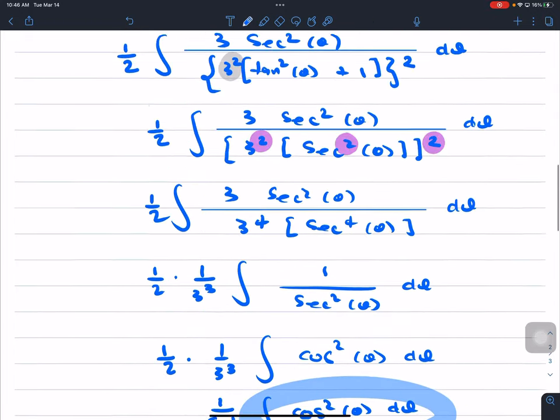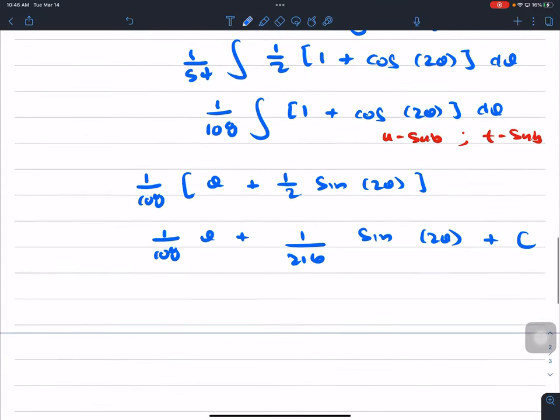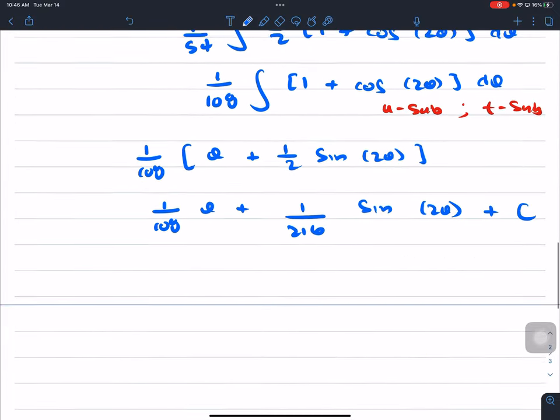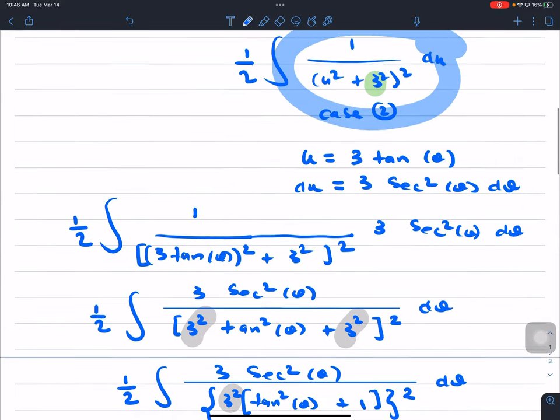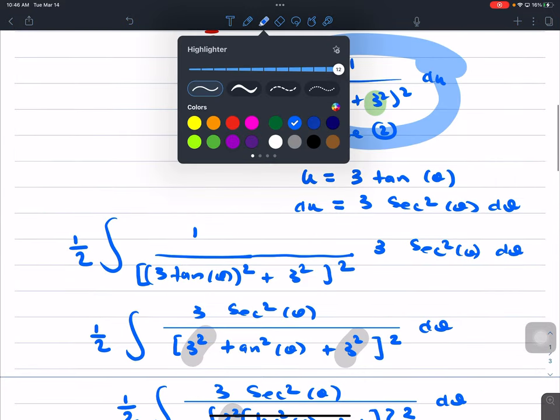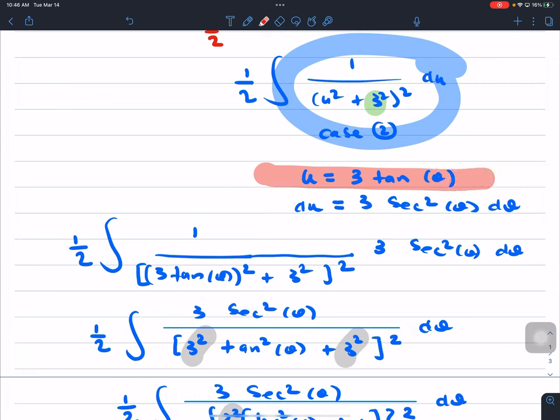Okay, so now you go back and you say, but no, this is all in terms of theta, and I have to do what here? I got to go back and use this relationship. I have to place this back in terms of u, don't I?